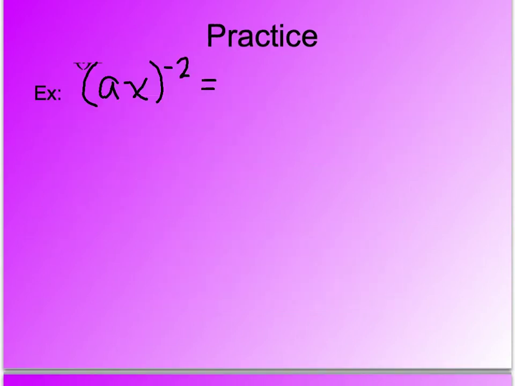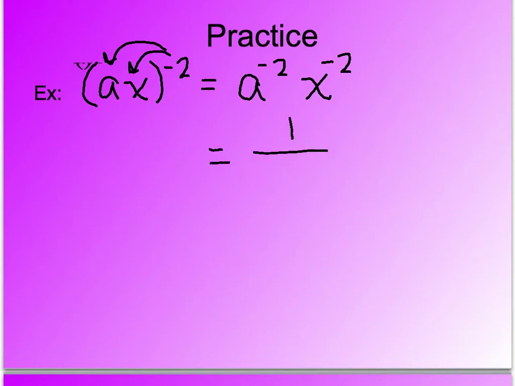So in this example, I'm going to have to give the negative 2 to the a and to the x. And so I get a to the negative 2 and x to the negative 2. But I know that I don't want to write things with negative exponents. So this is actually 1 over a squared x squared.